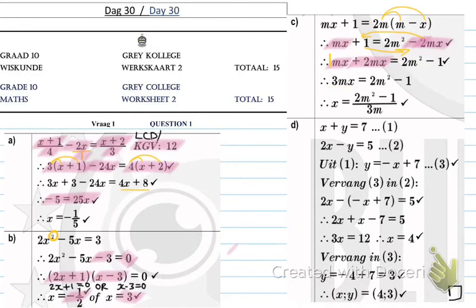Now to get x alone, I want to get rid of the 3m. So I'm going to divide on the other side by 3m. So the final answer is 2m squared minus 1 over 3m.